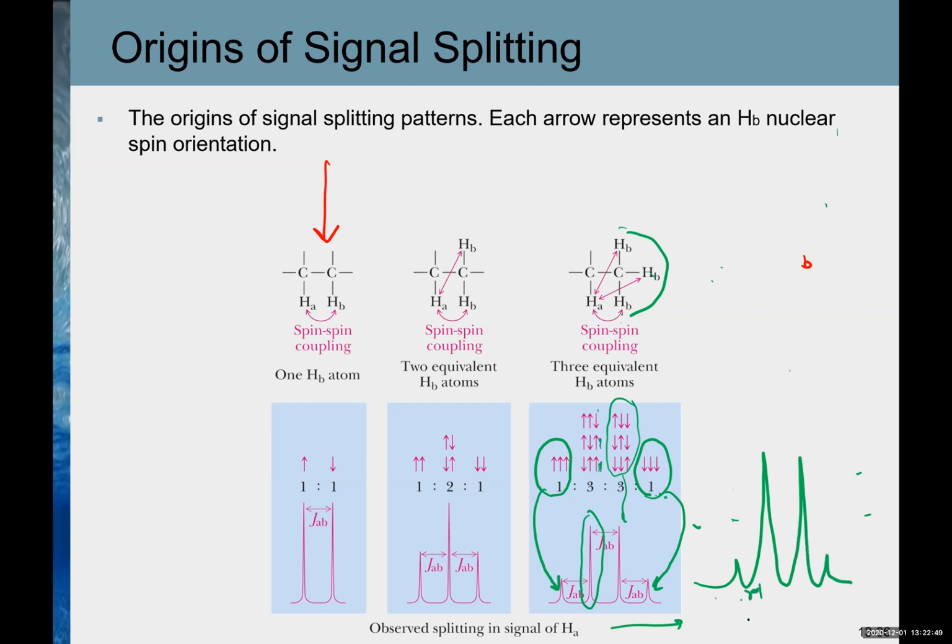And the intensity will be 1:3:3:1. Means the middle two peaks will be same size and they will be 3 times as large as the side two peaks. Okay, so that's how we can figure out the intensities of the peaks when they split.